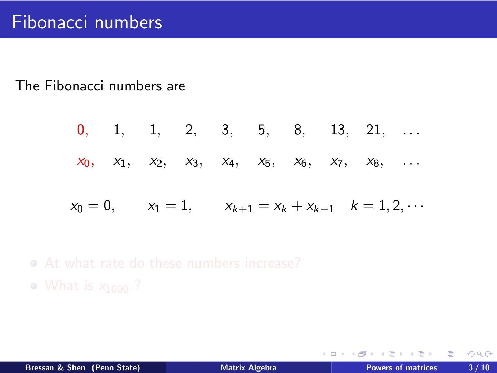So, for example, x0 is 0, x1 is 1, and then this number will be the sum of these two, and this number will be the sum of these two, and this number is the sum of these two, and so on and so forth. Mathematically, we are interested in the question: at what rate do these numbers increase, and how fast do they increase? And for example, is it possible to write out an expression for any number in the sequence, let's say x with the index 1000?